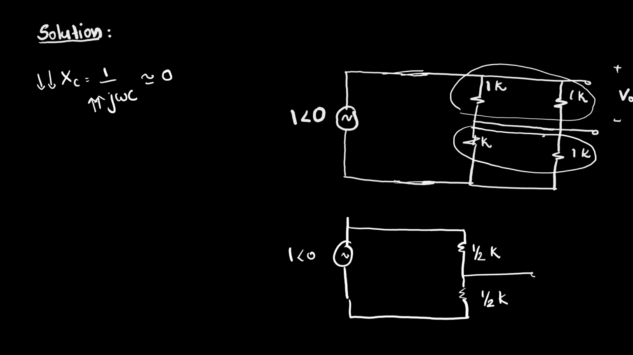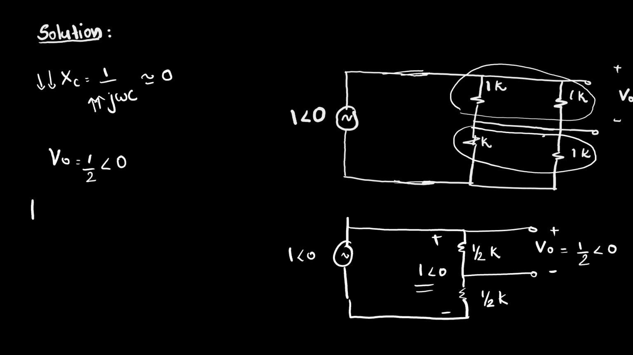And we have to find the output voltage across these two terminals. Okay, now the voltage across this is 1 angle 0. So these two are equal resistors. So the output voltage V0 will be equal to half of this voltage, that is half angle 0. So the output voltage V0 is half angle 0 and the peak value is half, that is 0.5.